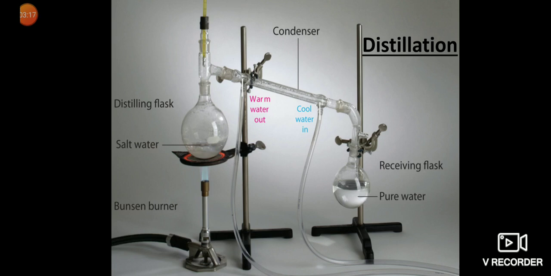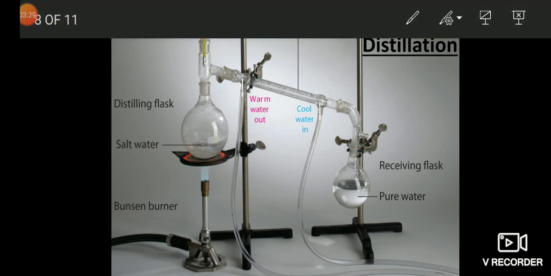Now, in this figure you can see, first salt water is taken. Salty water is taken in a distillation flask, and with the help of a Bunsen burner it is being heated. This is the Bunsen burner. So in a flask salt water is taken, which is heated.